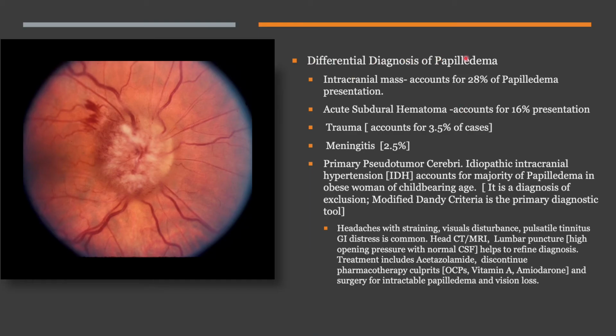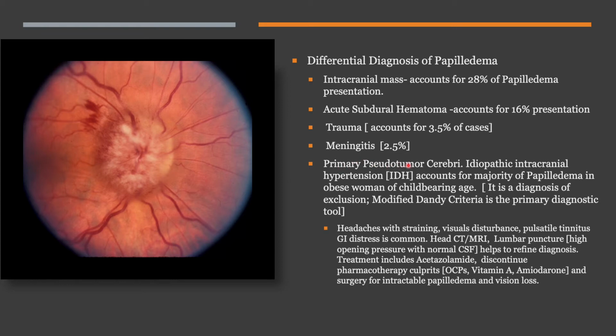Differential diagnosis of papilledema. Intracranial mass or tumor accounts for 28% of papilledema presentation. Acute subdural hematoma accounts for 16% of presentations. Trauma accounts for 3.5% of cases. Meningitis accounts for 2.5% of cases.